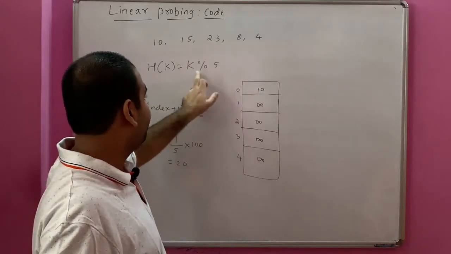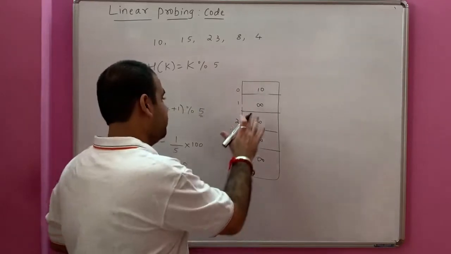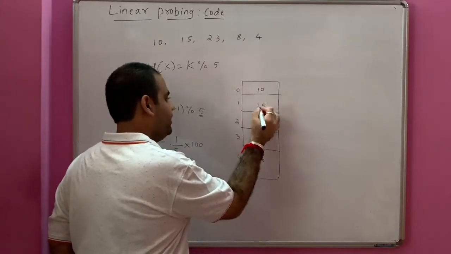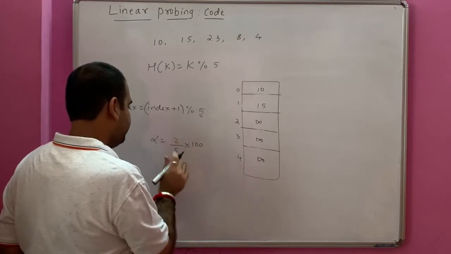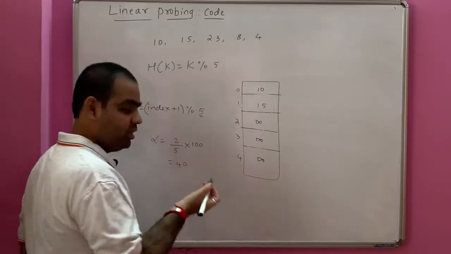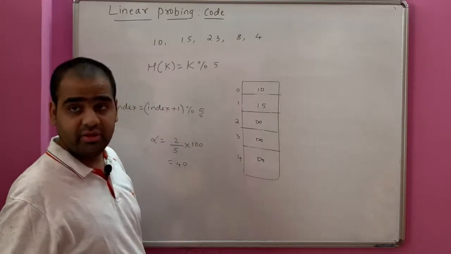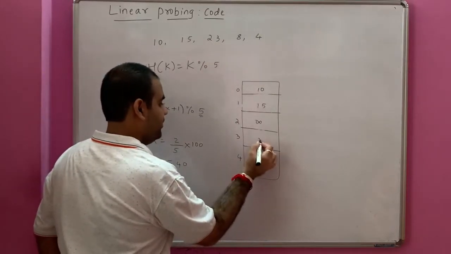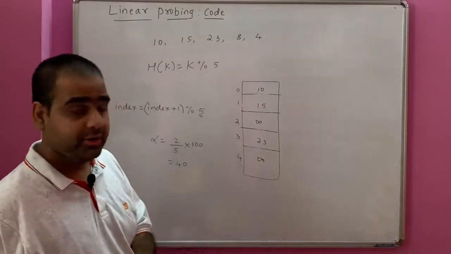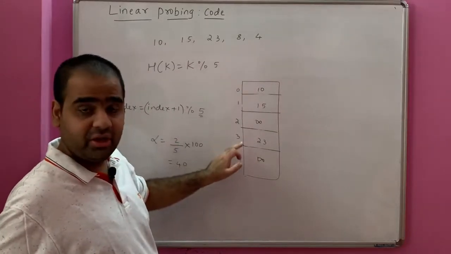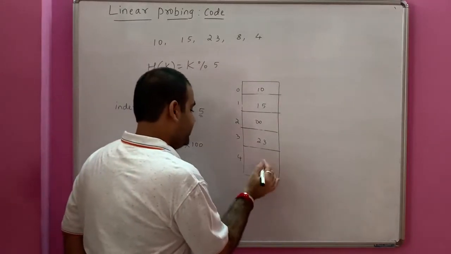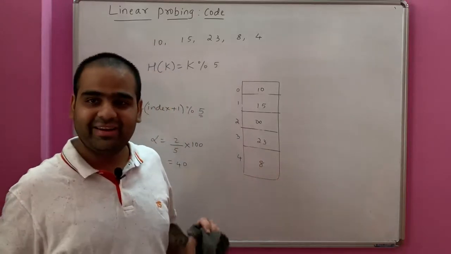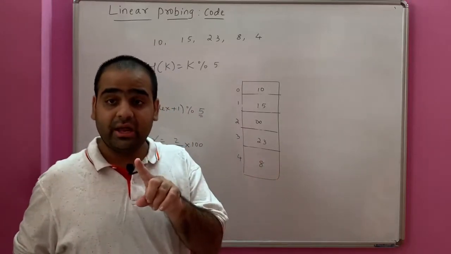15 modulo 5 is 0. It is taken, so you go to index 1 and add 15. Now alpha is 2 divided by 5 into 100, it is 40%. Still not greater than 70%. Next, 23 modulo 5 is 3, you add 23 here, now alpha is 60%. Now 8 modulo 5 is 3, you add at index 4, now alpha is 80%, greater than 70%. This is the time to rehash.